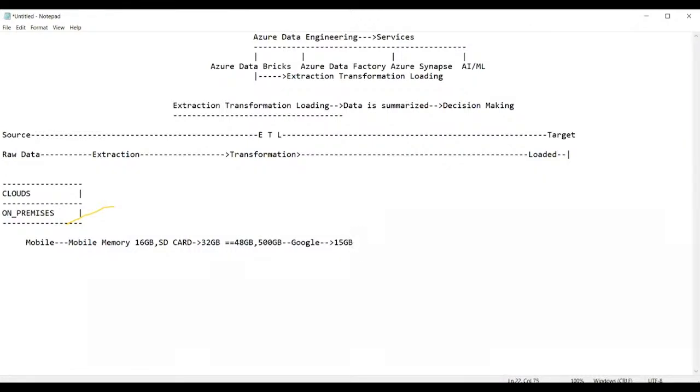15 GB of memory is provided to you by default by Google. But now you have to store 15 GB or 500 GB, guys? 500 GB. So now what you have to do, tell me now.